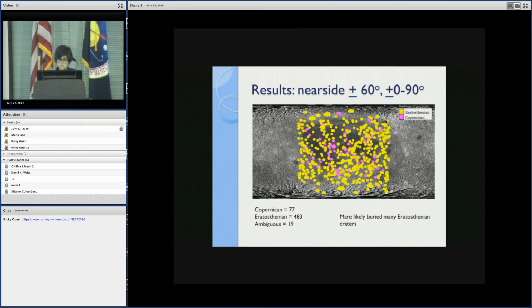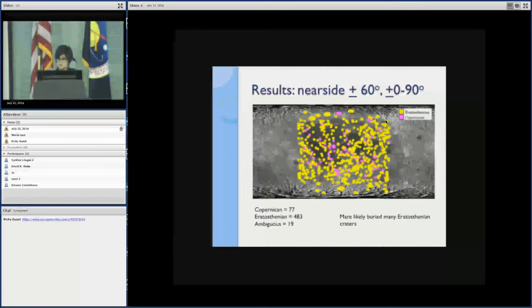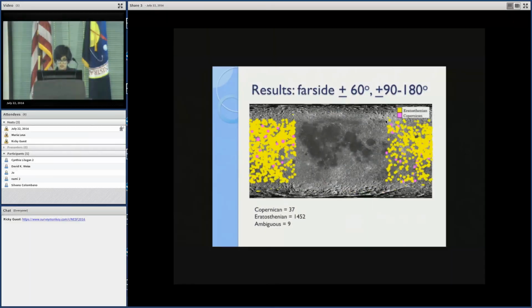This is the near side result. As expected, the number of Copernican craters is lower than the number of Eratosthenian craters. And again, for the far side, there are fewer Copernican craters on the far side as opposed to the near side, and I'll address that shortly.